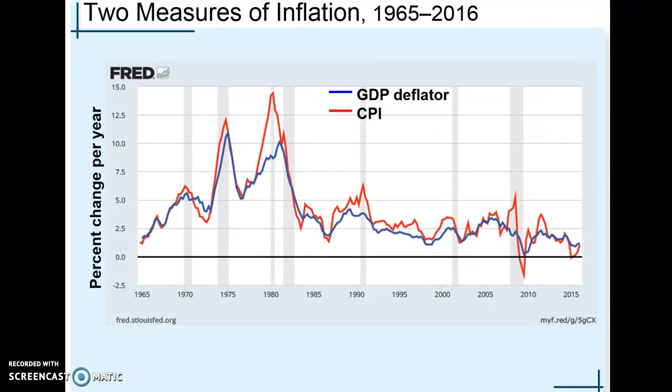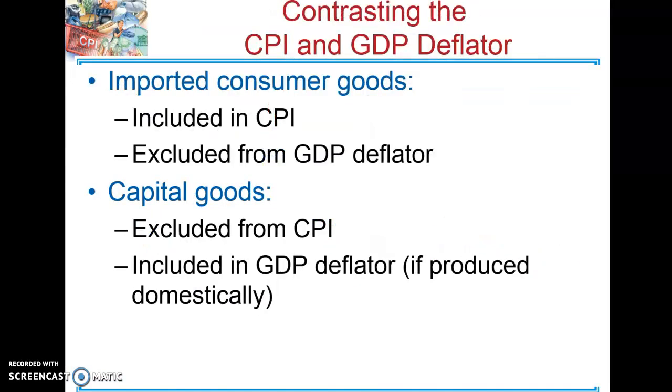So here are two measures of inflation from 1965 to 2016. The GDP deflator is in blue and the CPI is in red. So let's contrast the CPI and the GDP deflator. Imported consumer goods are included in the CPI, but they're excluded from the GDP deflator. Capital goods are excluded from the CPI, but they're included in the GDP deflator if they are actually produced domestically.